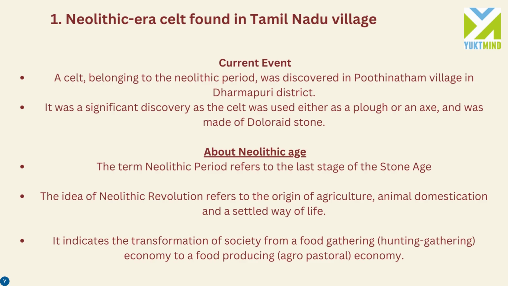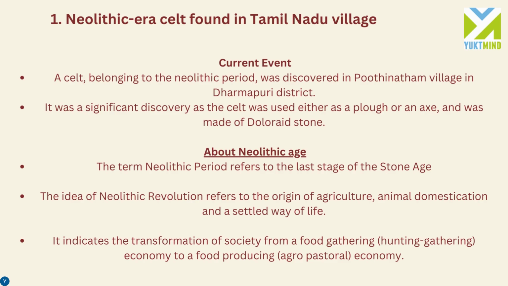Now the fourth was the Chalcolithic age, which is a mix of copper and stone, existed from 3000 BCE to 500 BCE. Now it is to be noted that the Neolithic age and Chalcolithic age coexisted at different places at the same time. The idea of the Neolithic revolution refers to the origin of agriculture, animal domestication and a settled way of life. That means it did not exist in the Mesolithic or Paleolithic period.